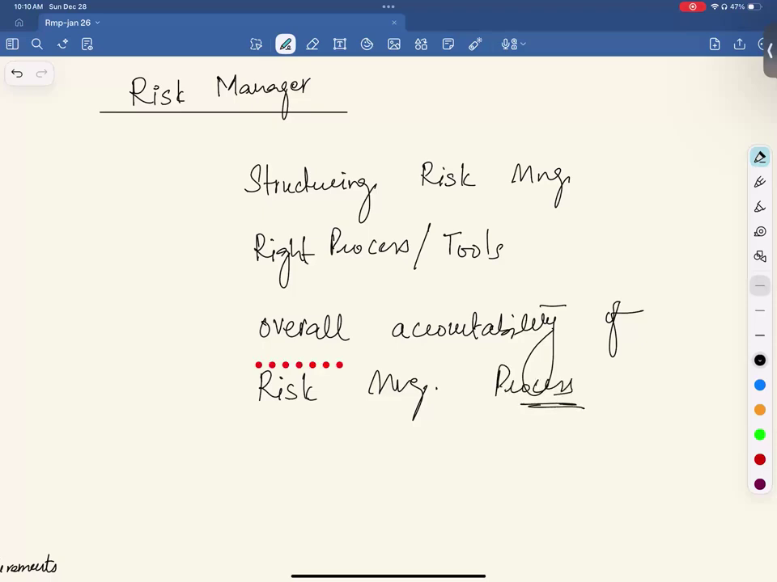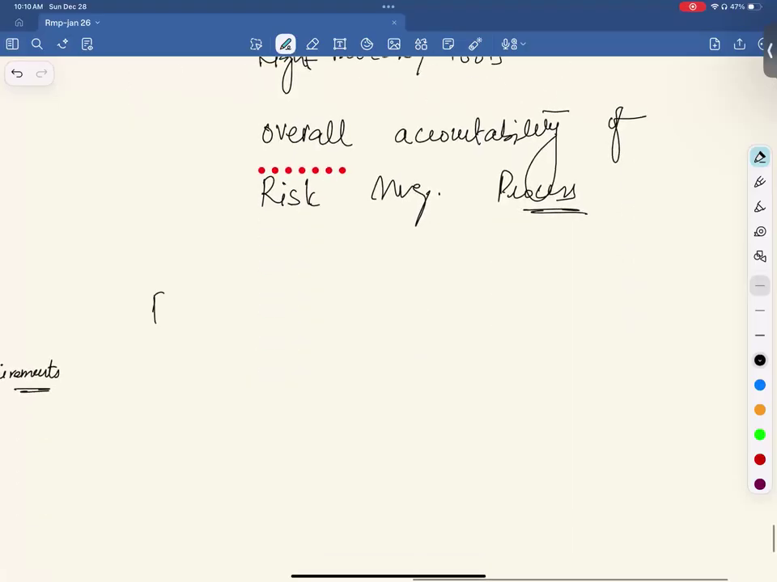You understand everybody? Does it make sense? Then comes risk owner.